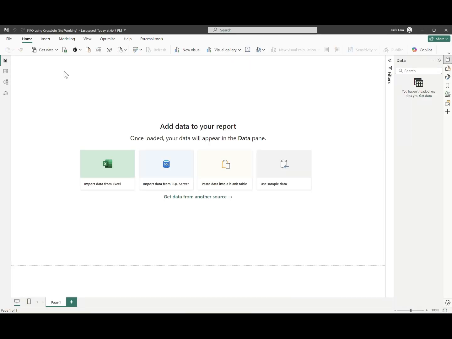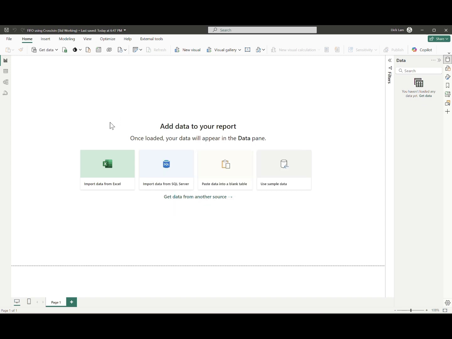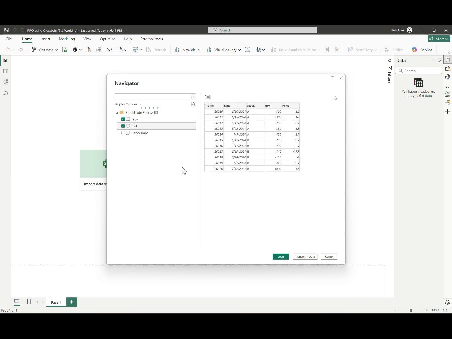Then we go to the report mode. We start from a blank report and we import the data from Excel. As I mentioned in the other video, for the sake of easy presentation, I use Excel as the main data source of all data sets. Actually, it doesn't matter for this presentation. I click on import data from Excel and choose stock trade standard. I call it standard for the data set I just explained to you. There are three worksheets, but we only want the buy and sell. Then we go to transform data in case we need to change the data type.